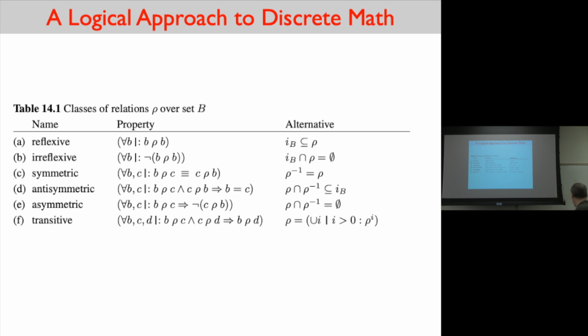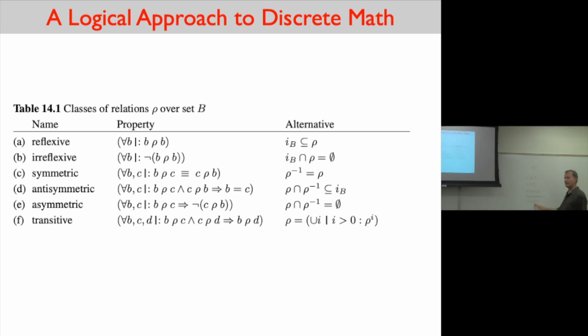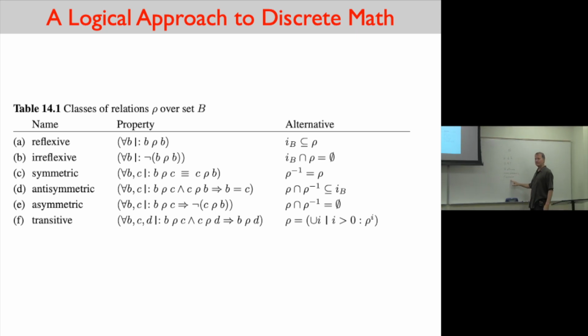Okay, antisymmetric, and transitive was: if A row B and B row C, then A row C. So if A is less than or equal to B and B is less than or equal to C, then what do you know? A is less than or equal to C, right? Okay, so this is a rat relation.